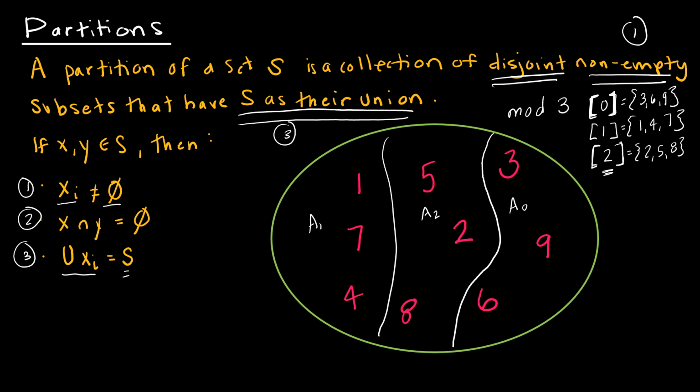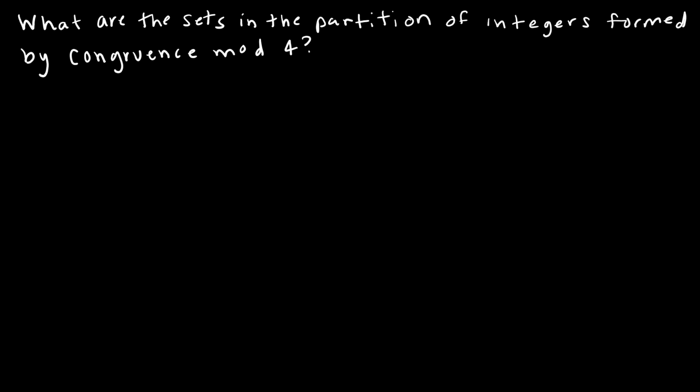If I add up all of the subsets, they do add up to the set itself. Let's take a look at another example now, and this is similar to the last one. In the last example we did mod 3, however, we only had 9 digits to deal with, and now I'm asking for the partition of integers. So obviously there's going to be more values, but it's the same concept.